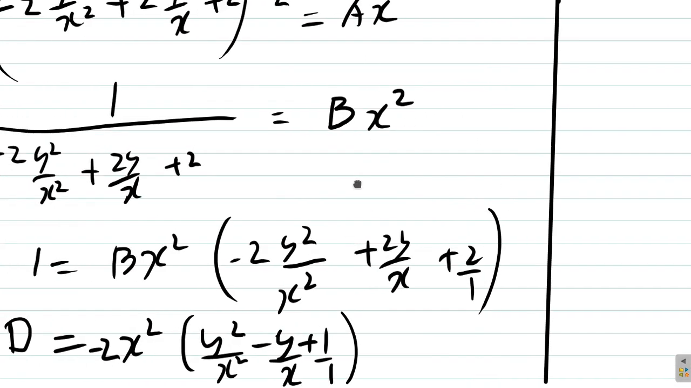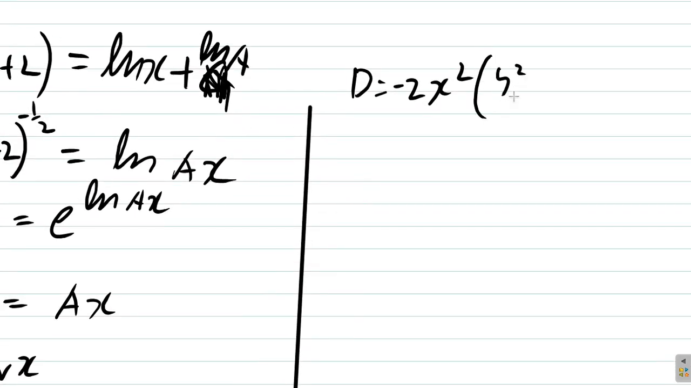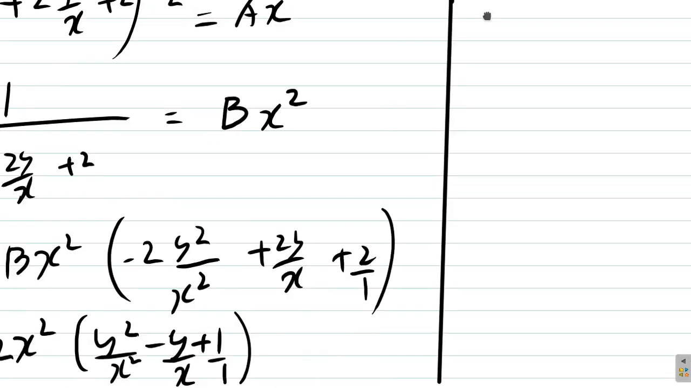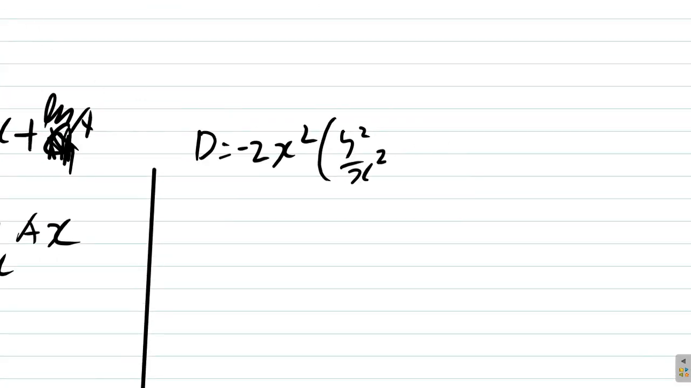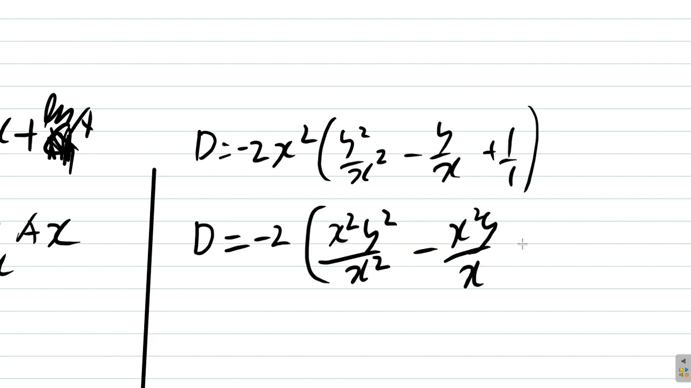Then after that, y squared over x squared minus y over x plus 1 over 1. What can we do with this now? Suppose we multiply out the bracket. So D is equal to negative 2 times, let's multiply by x squared. This would be x squared y squared over x squared minus x squared y over x plus x squared. X squared cancels x squared.